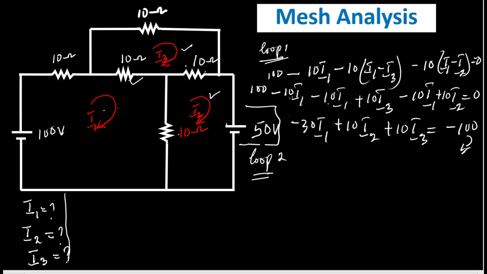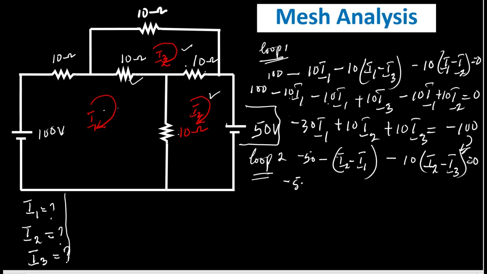In loop 2, moving in the direction of the current, I have my current moving from the positive part of the battery to the negative part of the battery. So I have minus 50. The next resistor is the 10 ohm resistor between I2 and I1. I'm in the second loop, so I'll have I2 minus I1. The other resistor is a 10 ohm resistor between I2 and I3, so I'll have I2 minus I3, equals 0.